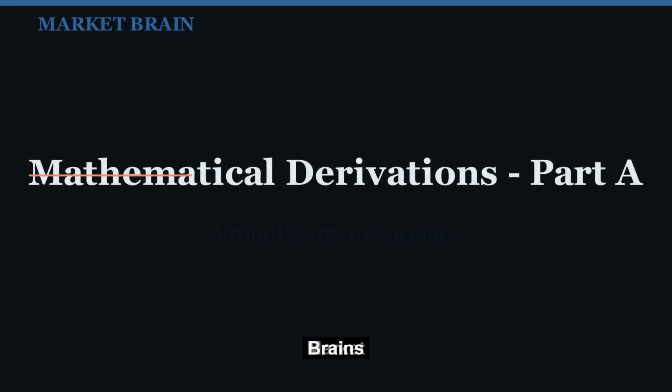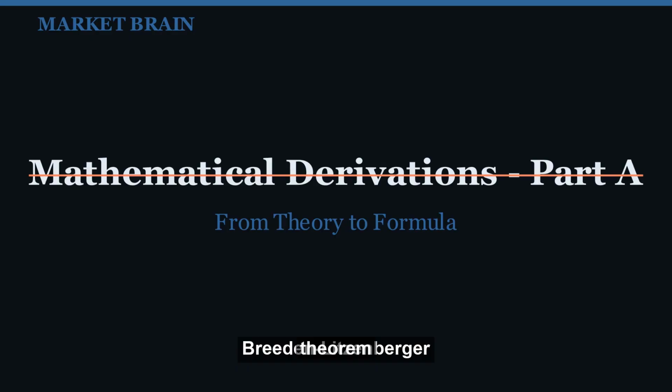Welcome back, Market Brains. In our last session, we laid the theoretical groundwork for model-free implied volatility, specifically the VIX-style calculation. We discussed the critical roles of risk-neutral pricing and the Breeden-Litzenberger theorem. Now, it's time to translate those powerful abstract concepts into the concrete mathematical formulas that underpin the VIX methodology. This section, part A of our derivations, will walk you through the core integral representation of variance and its initial transformation into a practical, summable form.